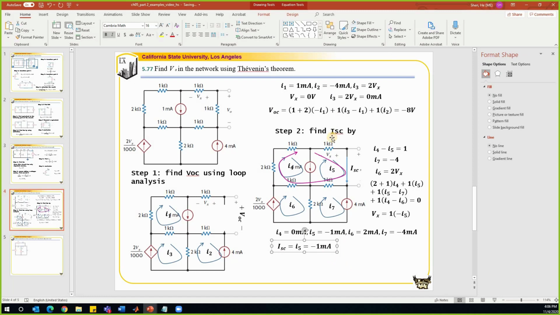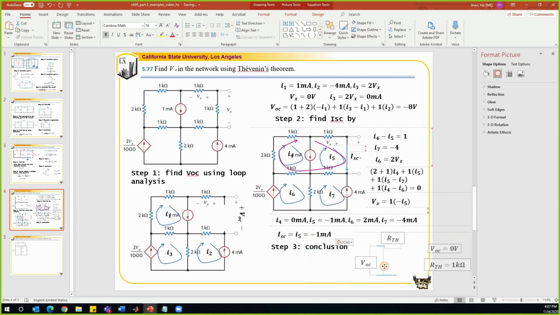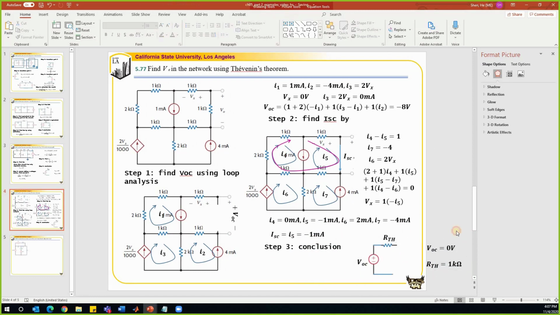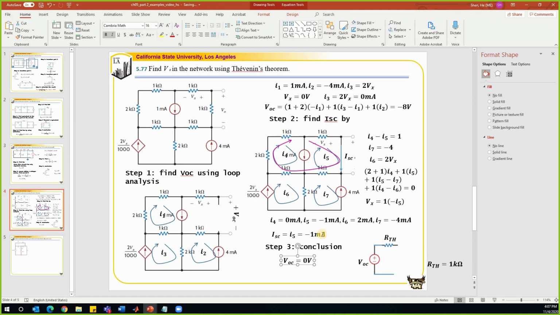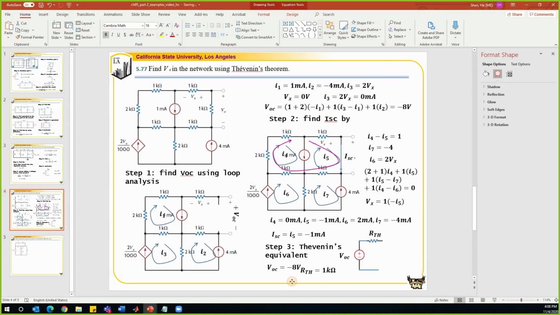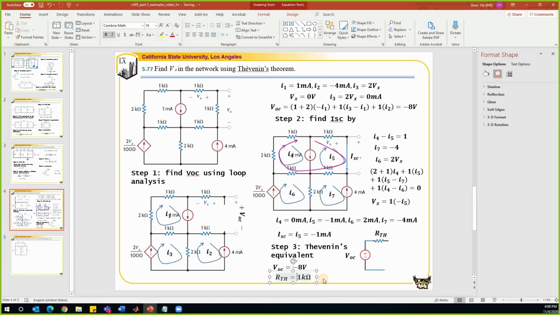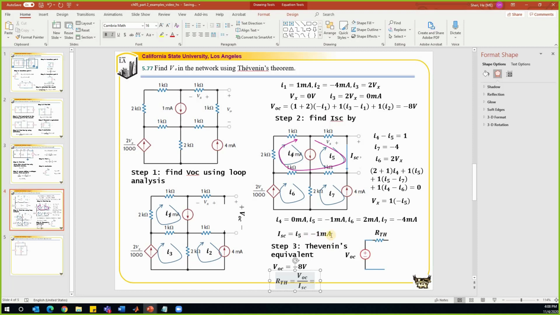So step 3, the Thevenin's equivalent circuit will be of that form, and the VOC is equal to negative 8 volt. And RTH is equal to VOC divided by ISC. Negative 8 over negative 1, so that is 8 kilo ohm.